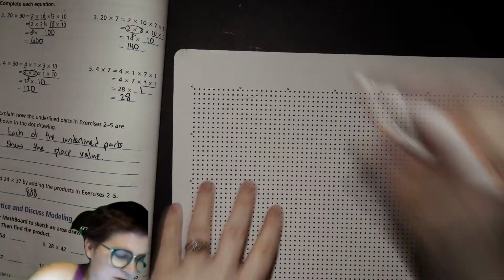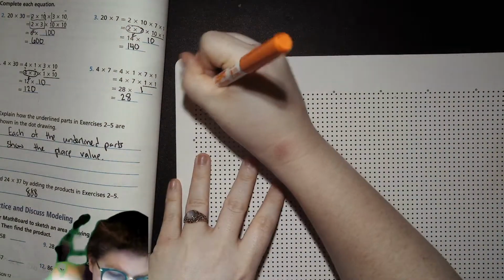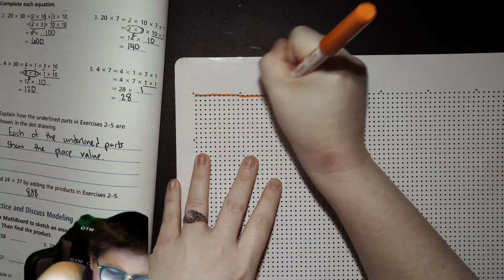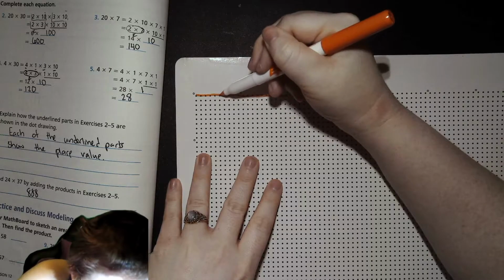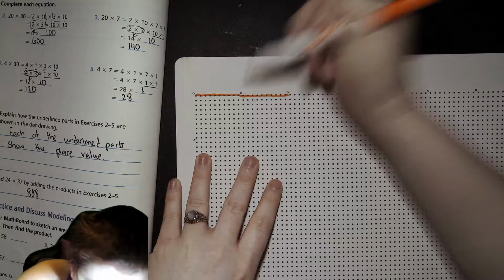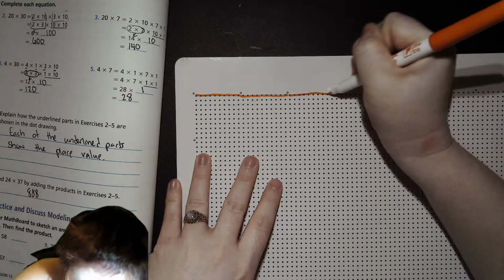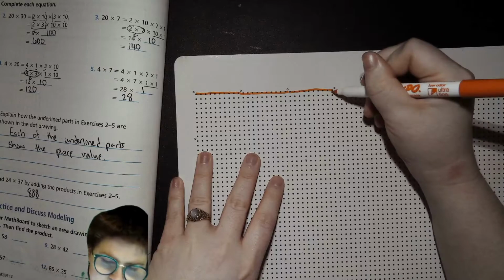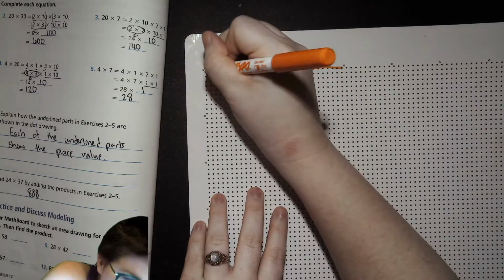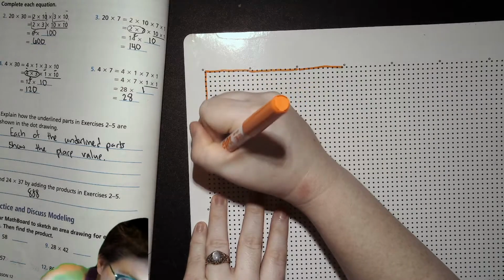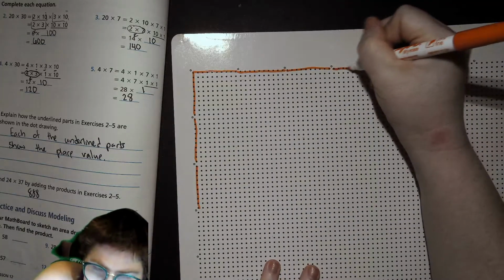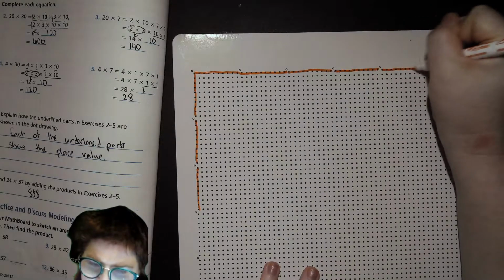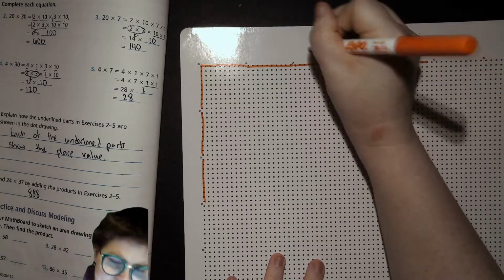Okay, so 30, 10, 20, make sure that's 1, 2, 3, 4, 5, 6, 7, 8, 9, 10. Yeah, 10, 20, 30, and then 50. So 10, 20, 30. Oh yeah, I should do the 50 over here because it'll fit better. 40, 50. So there's our 50.